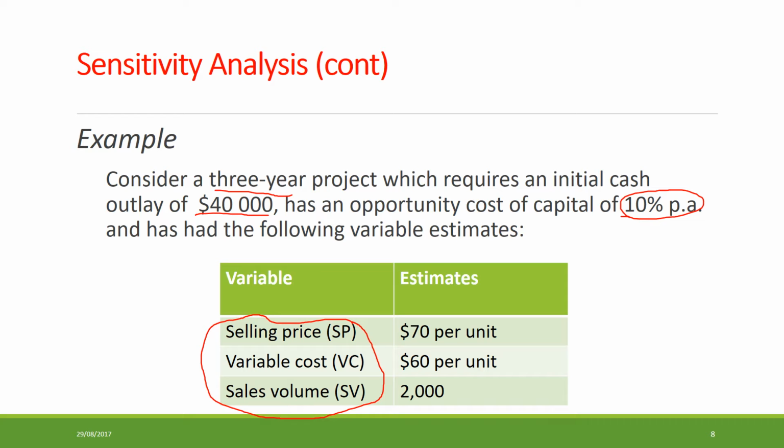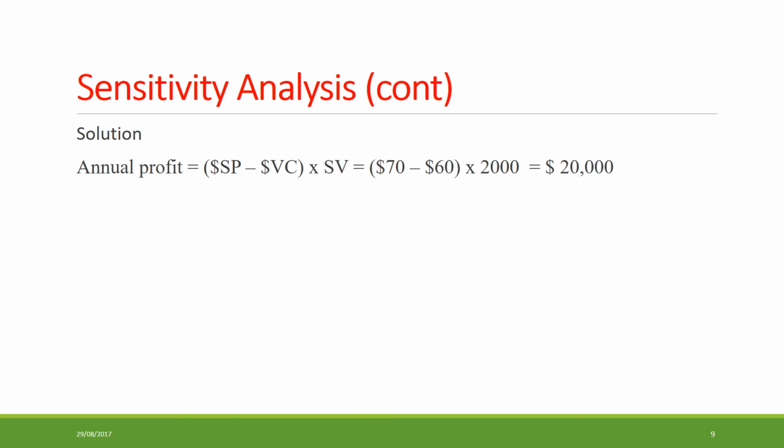So using this information, can we then calculate the NPV for the project as we normally do? Suppose that this is a very simple project where the free cash flows are given by the difference between our sale price and our variable costs times the volume, the quantity of products. So if our sale price is $70 and our cost is $60, our profit is $10 per unit. So if we sell 2,000 units per year, that gives us an annual cash flow of $20,000.